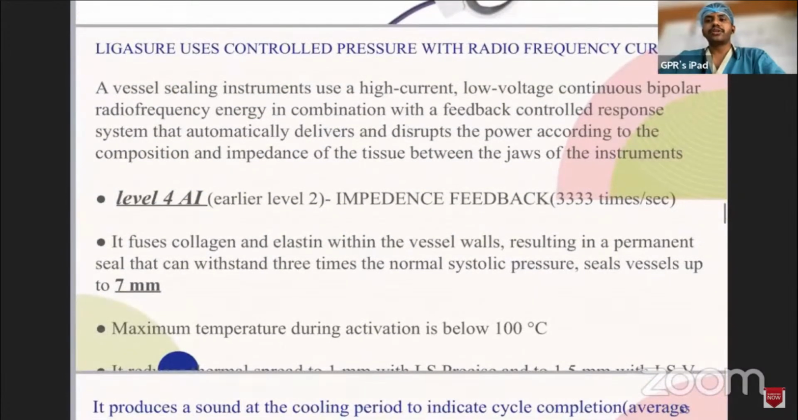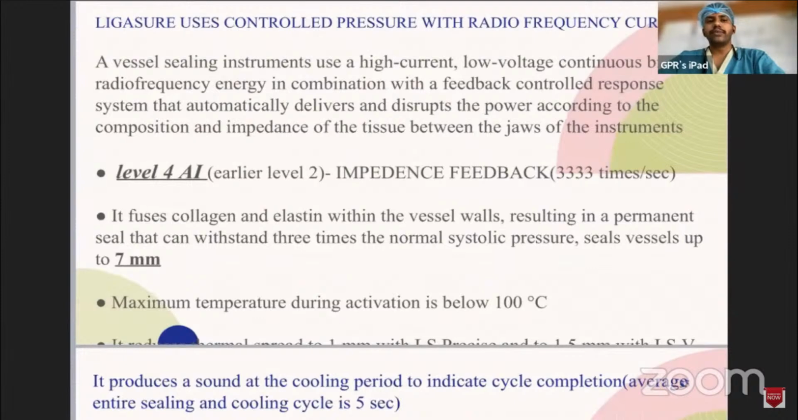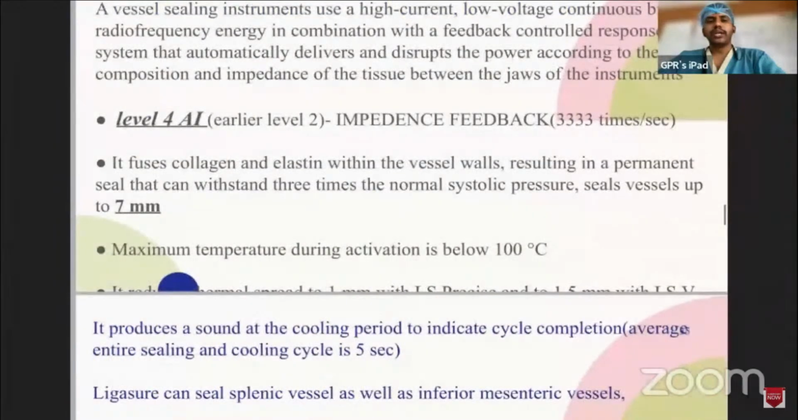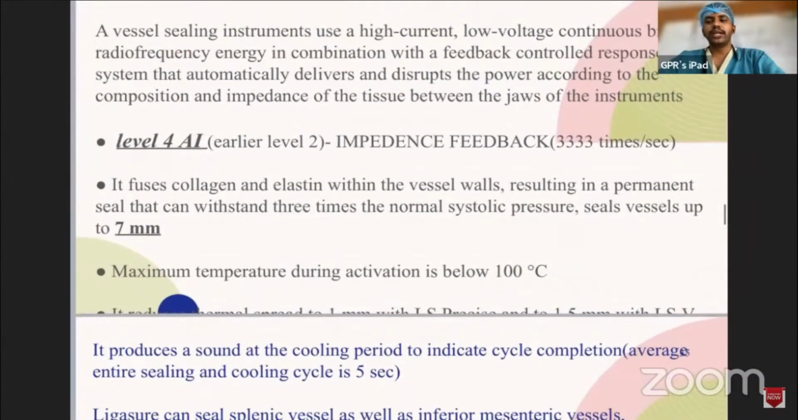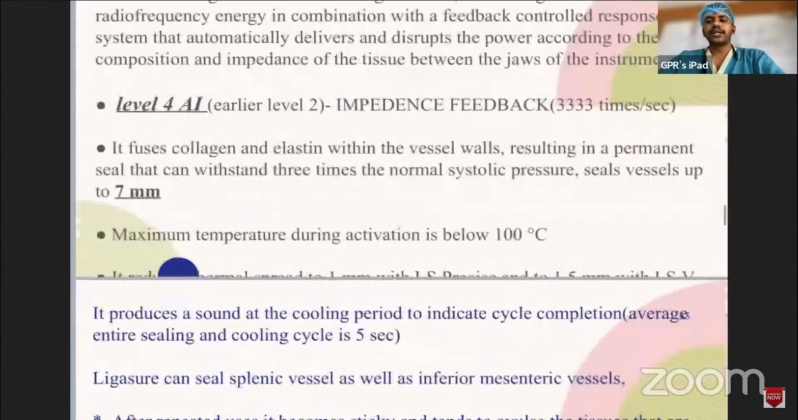This pressure-controlled radio frequency current helps in the sealing of the vessel, and it has its own mechanism to cut between the jaws. This instrument uses level 4 artificial intelligence; prior it was using level 2, and the impedance feedback happens at a rate of more than 3,333 times per second. LigaSure is very good at holding vessels, and it can seal up to 7 millimeters, which is good enough to hold any splenic vessel and any mesenteric vessel. The maximum temperature that can come out of LigaSure is about 100 degrees centigrade.